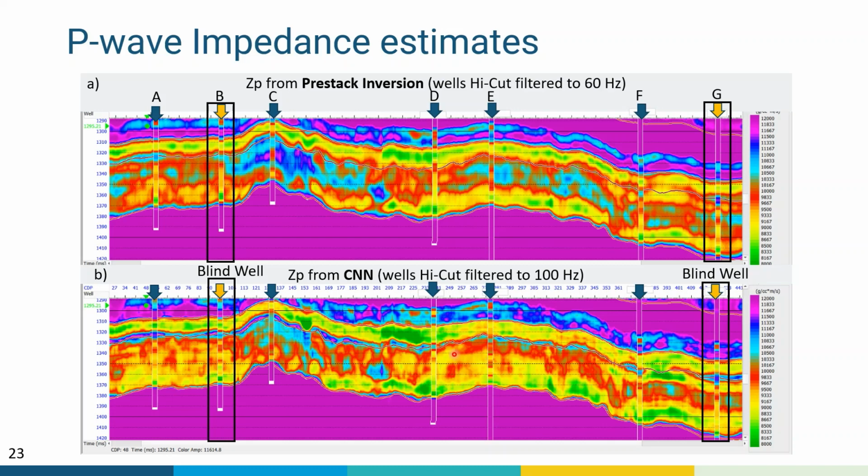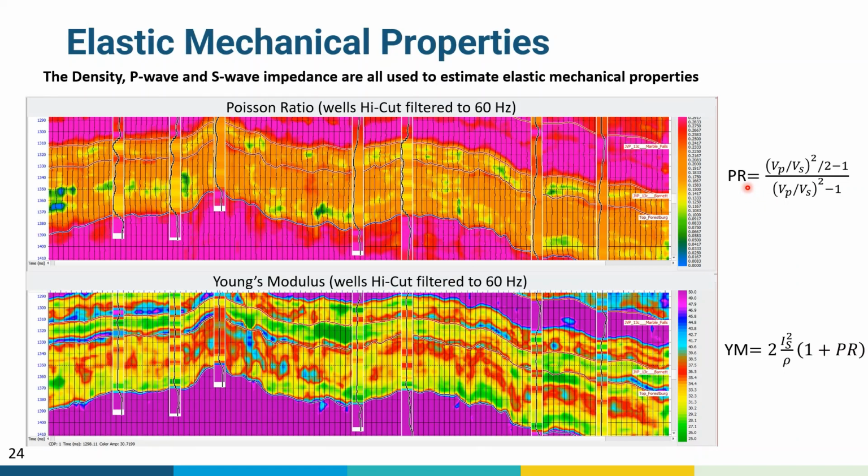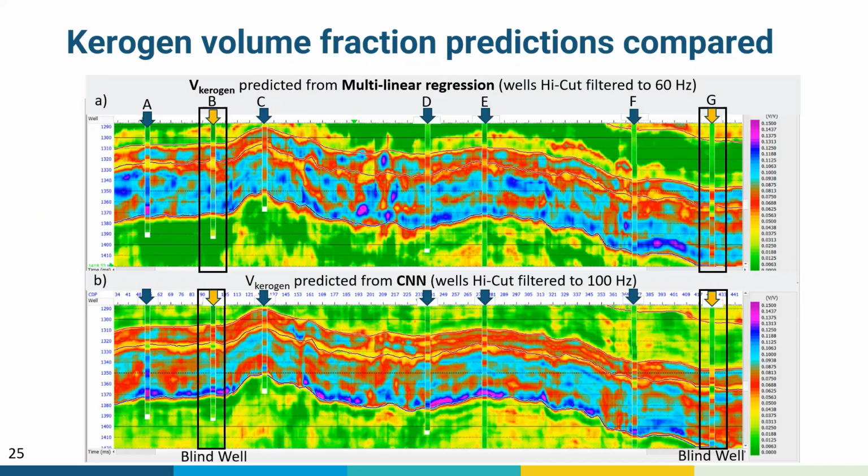So we can take our estimates of the P impedance, S impedance, and density, and then calculate other properties. So here we calculate the Poisson ratio and the Young's modulus, and we'll later on in the talk use this as the input to calculate brittleness. We did two convolutional neural networks, one for elastic properties, which we just showed, and secondly for reservoir properties such as the Kerogen, clay, and quartz volumes, as well as the effective porosity.